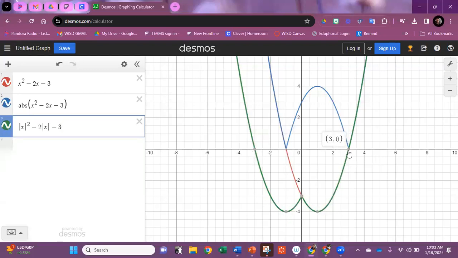So our points are 3 didn't change. 1, -4 every year. Okay? It created symmetry with the y-axis. That's because all of my x's are going to become positives, so they're going to have the same output as their positive x value counterparts.